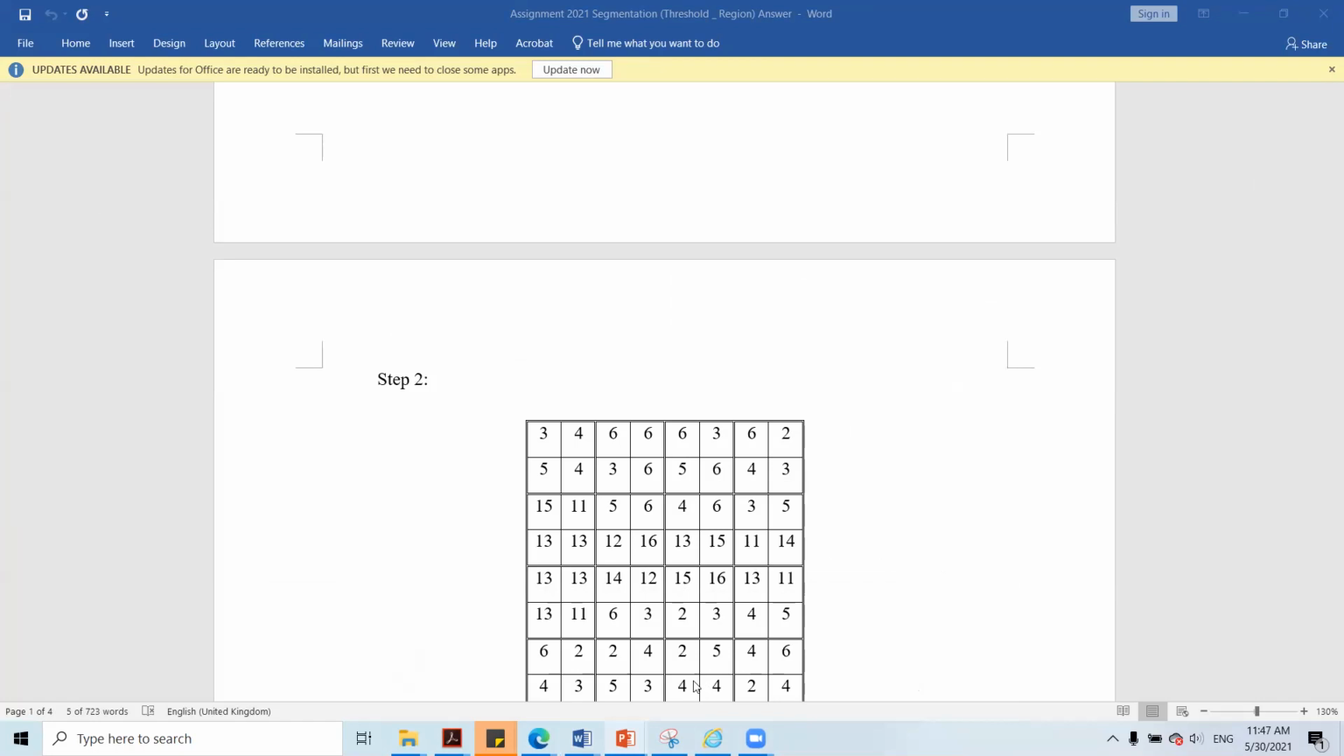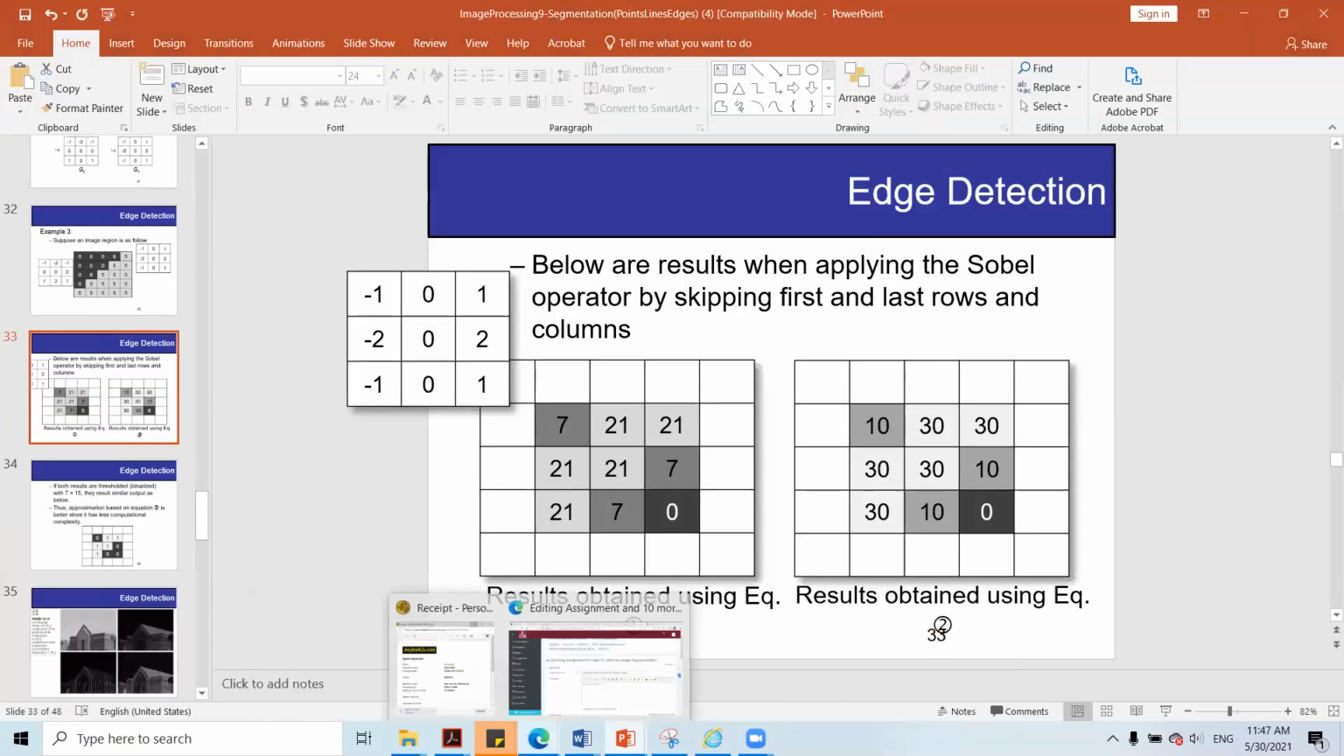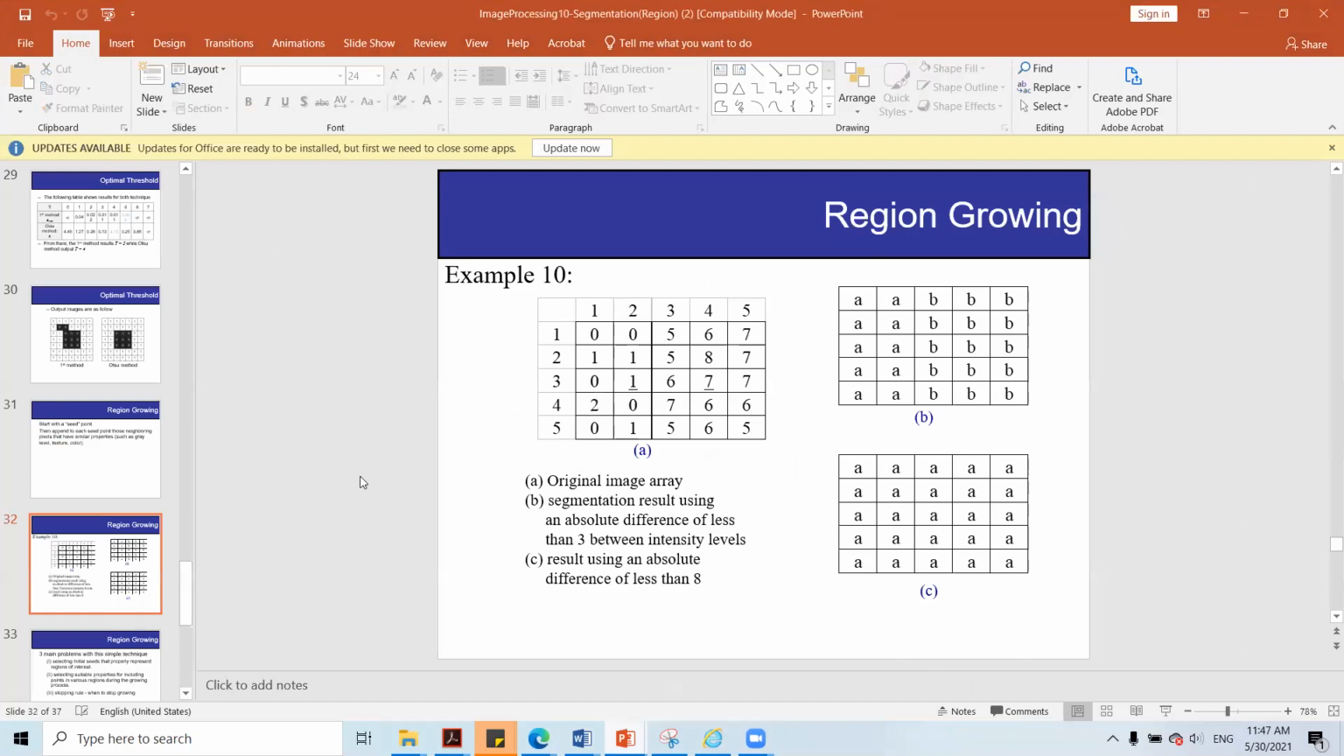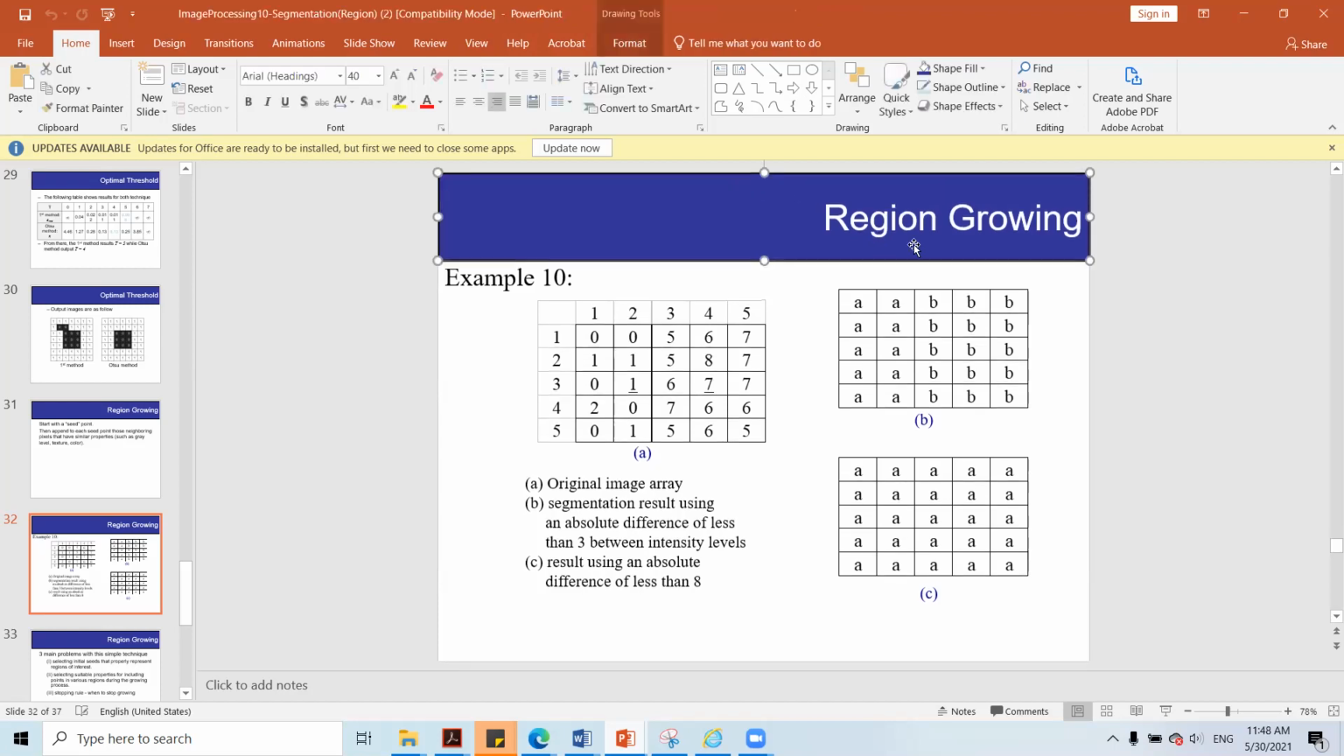Second example. Region growth. What is meant by region growth? Anyone can give input from this keyword? Region growing. What do you understand from the keyword? Anyone can give input?